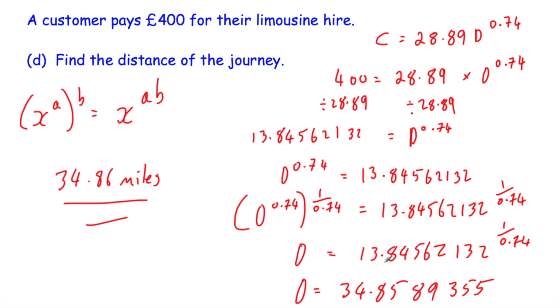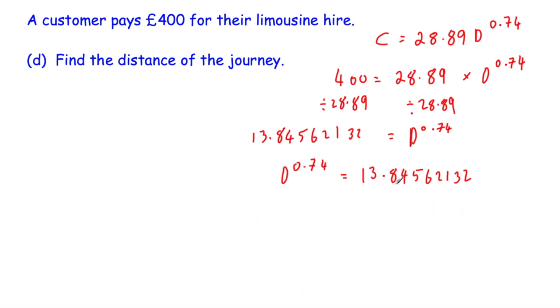Then, whenever we solved this equation, what we did was we then just said that D was equal to 13.84562132 to the power of 1 over 0.74. And the reason is that if you raise both sides of that equation to the power of 1 over 0.74, that would just leave you with D on the left-hand side of the equation. And then you'd solve it that way. So that's one way to do it.